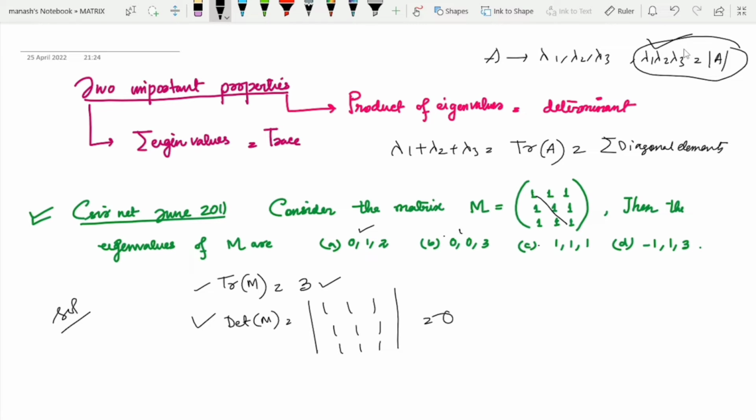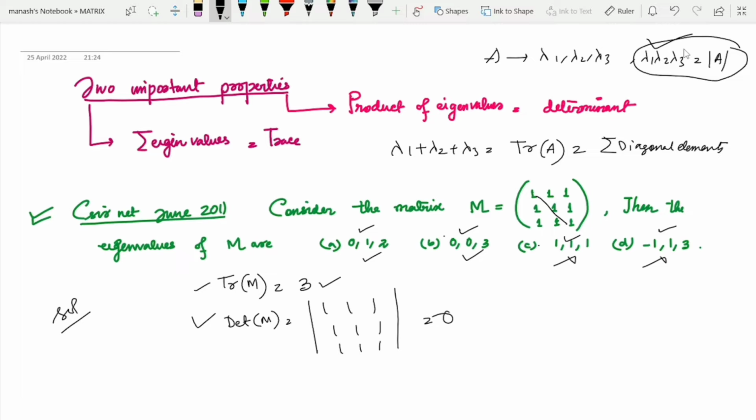The trace, the sum of the eigenvalues, is 3. Determinant of M is 0, that means the product of these values is 0, it is okay. Where the product of the values is not equal to 0, it is not correct. That means these two options may be correct. Now out of the two options, you have to figure out which option is the correct one, right?